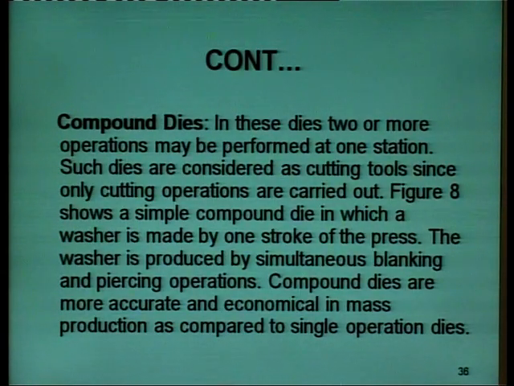Next comes the compound die. Now, in these dies, two or more operations are performed at one station, for example, blanking and bending. In the case of a simple die, only one operation was performed, but in the case of compound dies, two or more operations are performed at one station. Such dies are considered cutting tools, since only cutting operations are carried out, means blanking and piercing, these are all cutting operations.